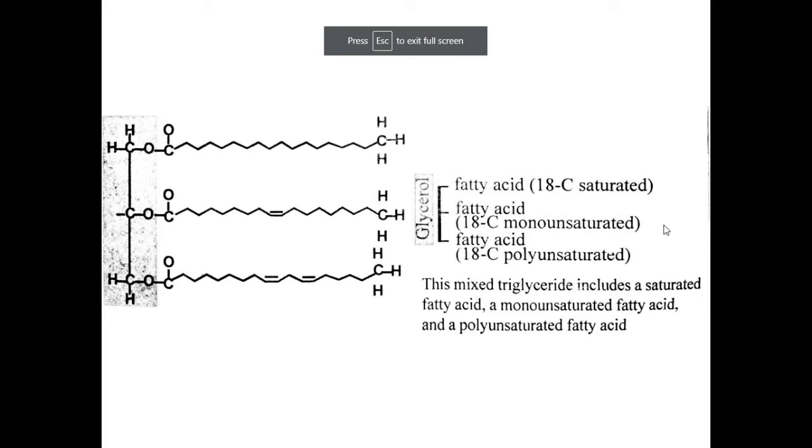So this is the glycerol and these are the fatty acids. The fatty acids might be different in each triglyceride molecule, such as this one. This is an 18 carbon saturated fatty acid, which is also called stearic acid. This one is an 18 carbon monounsaturated fatty acid. So this could be oleic acid, the most predominant fatty acid found in olive oil.